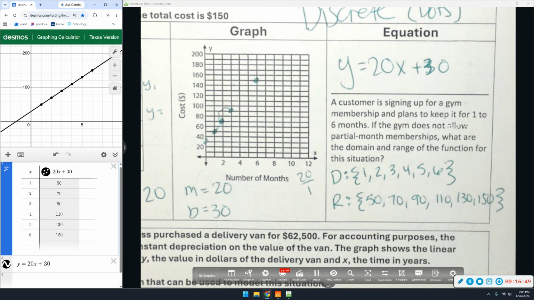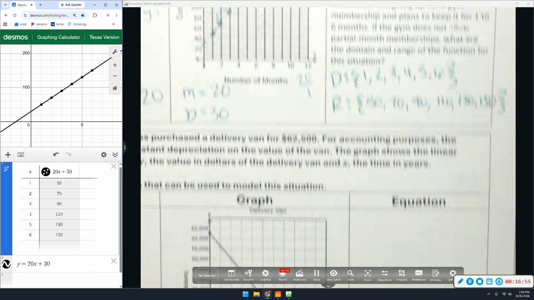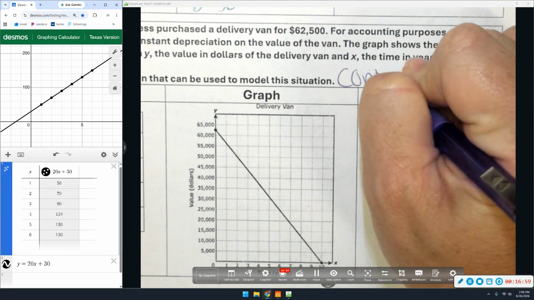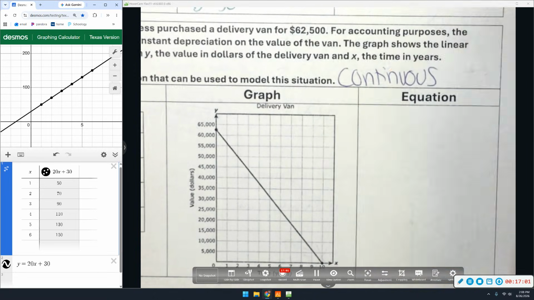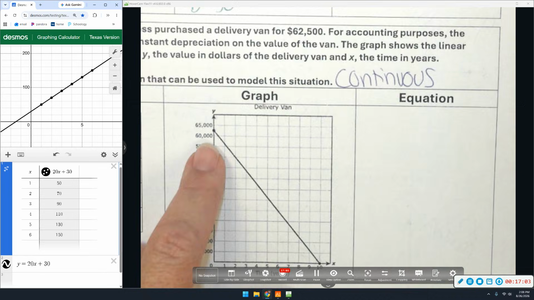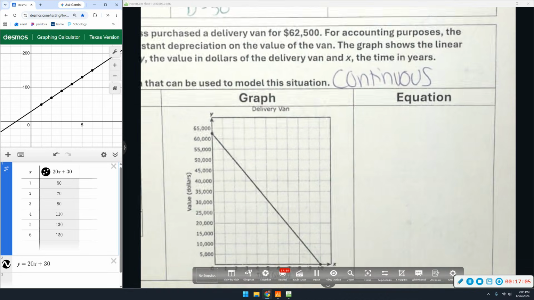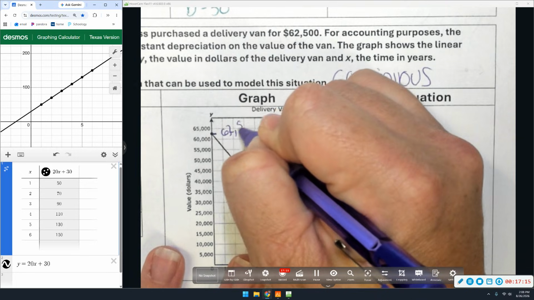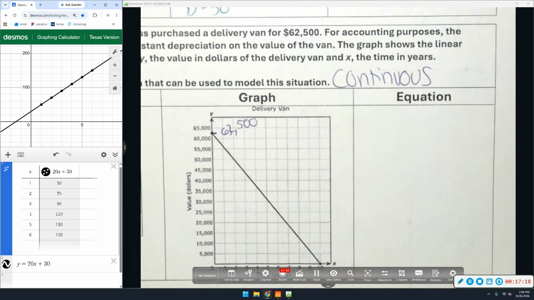Now we're not going to go all the way through this last one. I will tell you this last one is continuous. Okay. How do I know that before even reading it? There's a line. Yeah, it's a line. The closed dots are where we're going to use equal to, but the line is what's telling us continuous. Okay, so it's telling us that a business owner purchased a delivery van for $62,500. So this dot in the middle is $62,500. Just so we know.